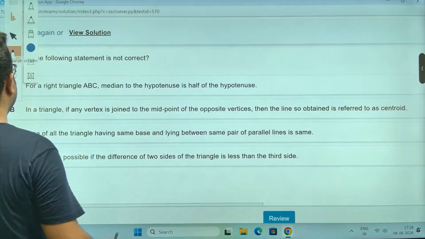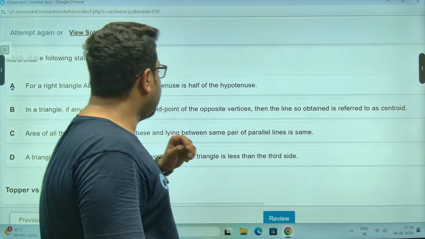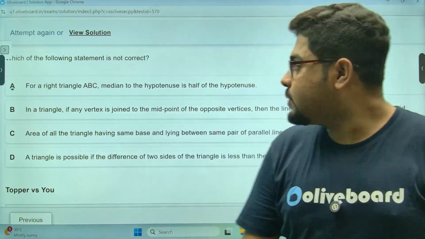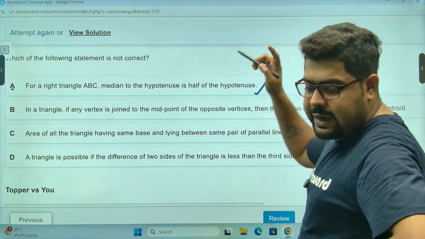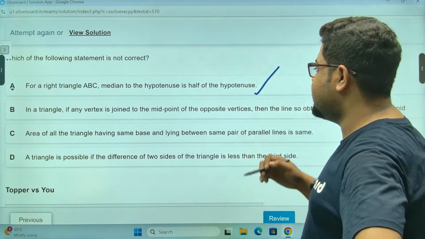Sir, what are they saying? Which of the following is not correct? Okay. For a right triangle, median to hypotenuse is half. Yes, sir, because the midpoint of the hypotenuse is the circumcenter.